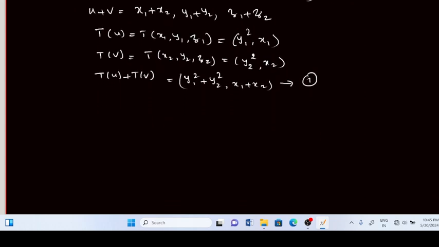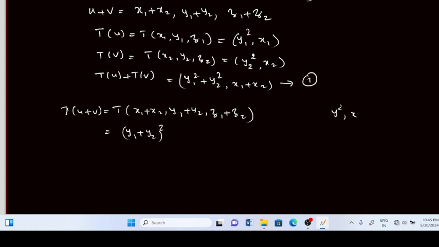So here T of u plus v is nothing but T of (x1 plus x2, y1 plus y2, z1 plus z2). We have the function (y square, x), so y square is y1 plus y2 whole square, and x is x1 plus x2. This is equation number 2.